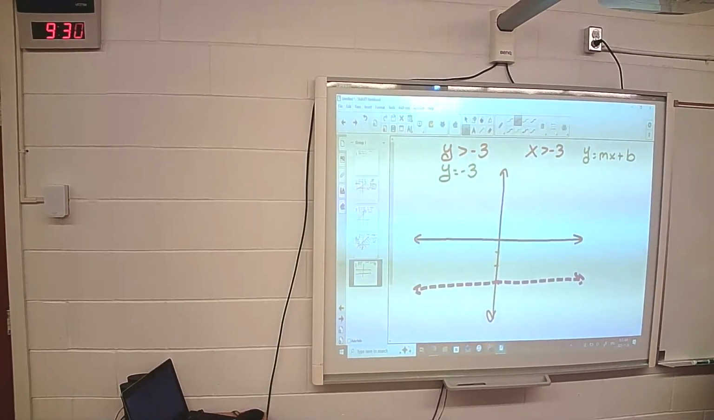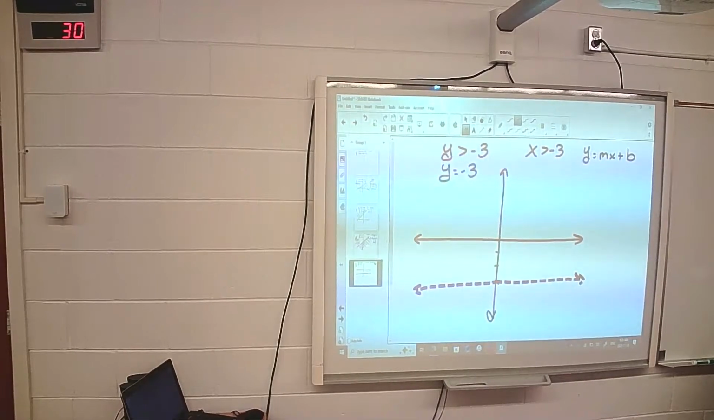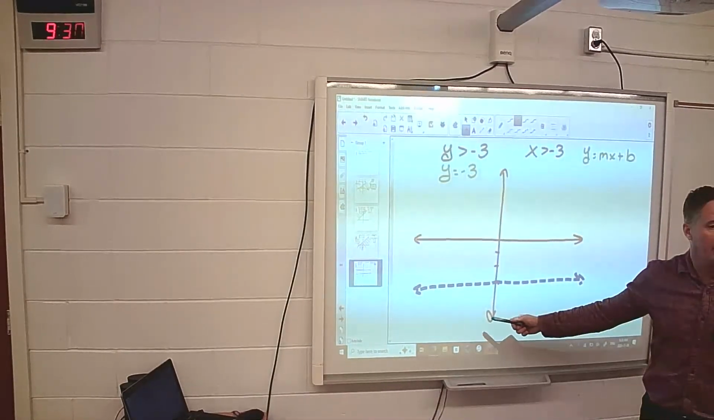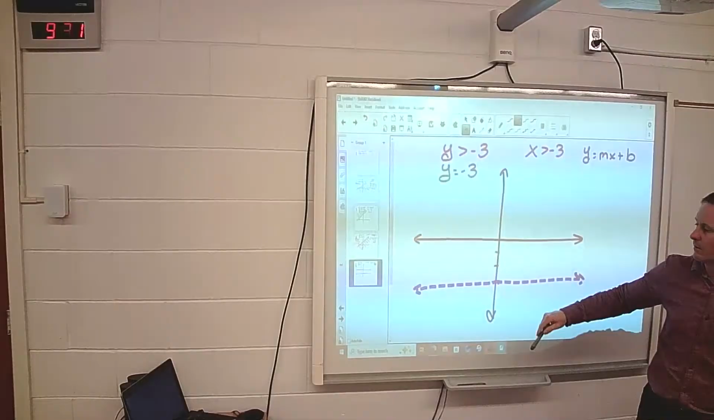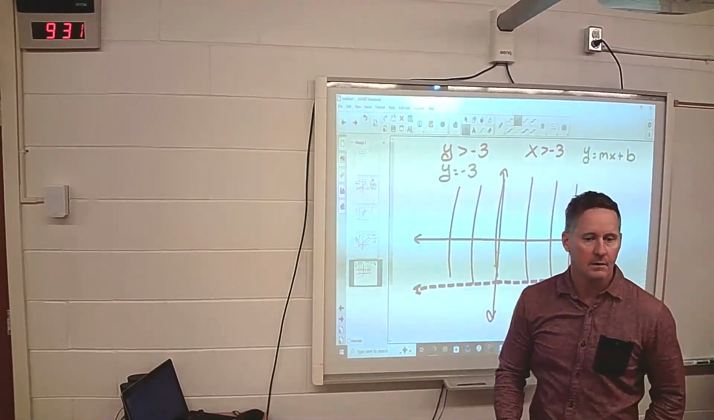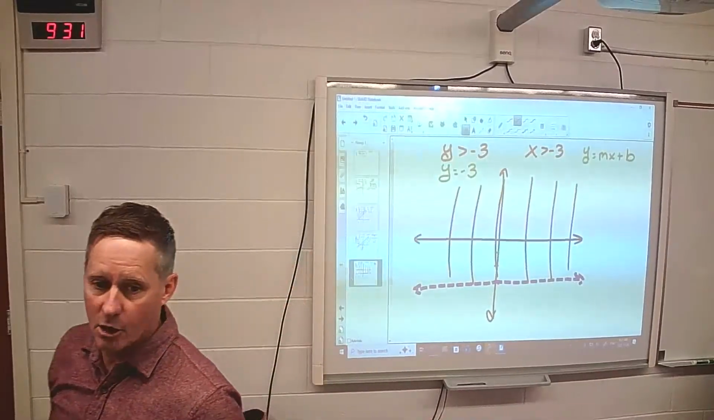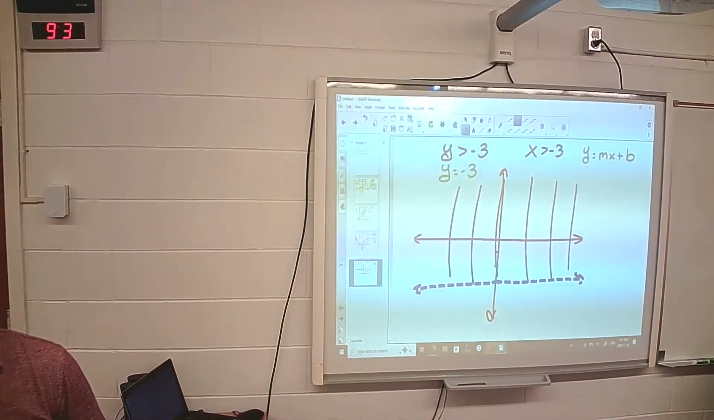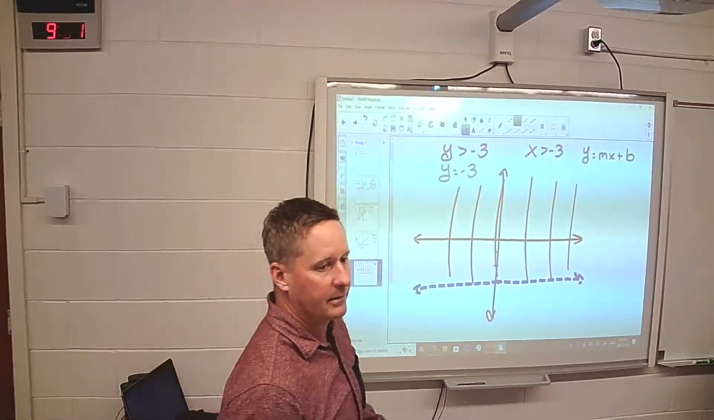Where are the y values greater than -3? Above -3 or below -3? Above. Is 5 greater than -3? How about 4? How about 1 million? Good call. Is -4 greater than -3? No. I simply just needed to know that I needed to shade up there. Now, you could have put in a point. You could have put in 0 for y. Is 0 greater than -3?